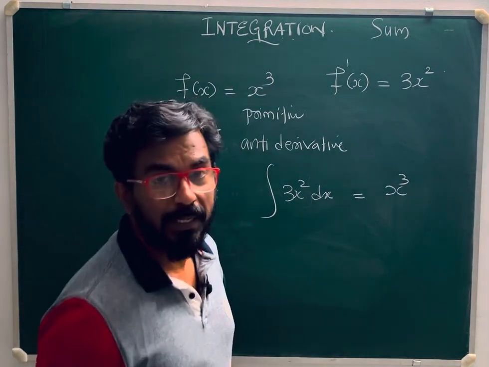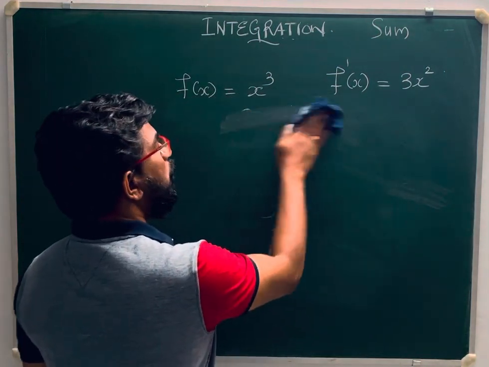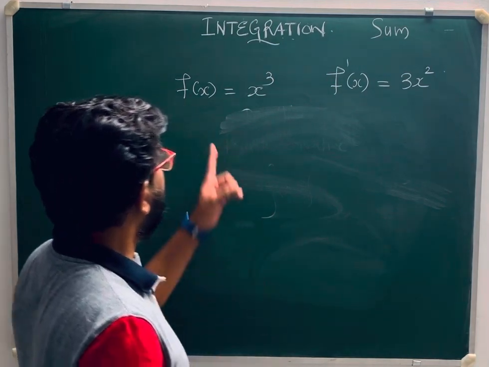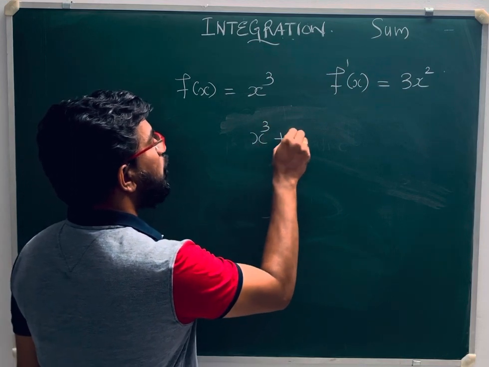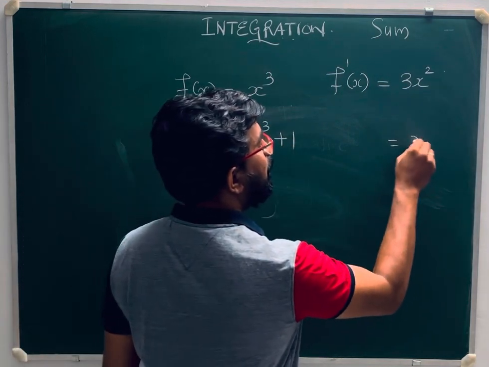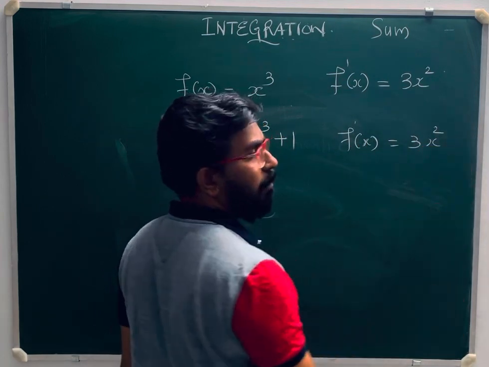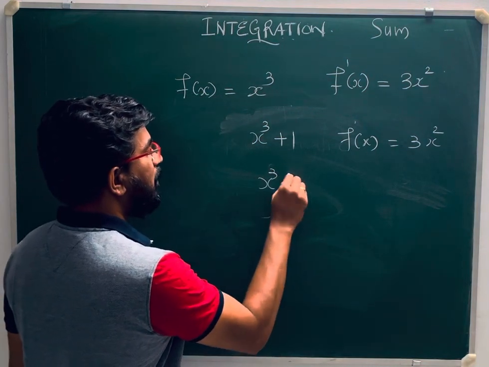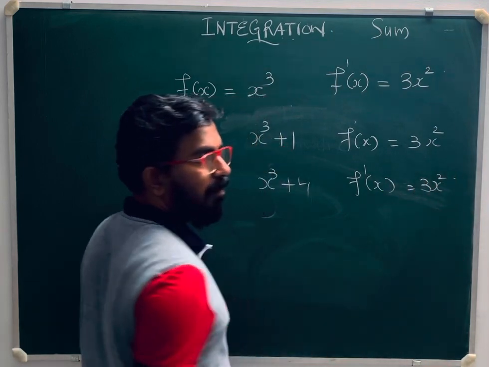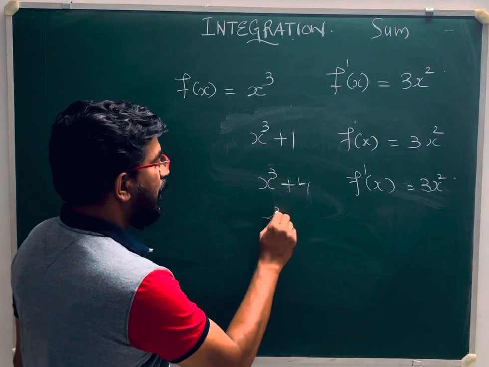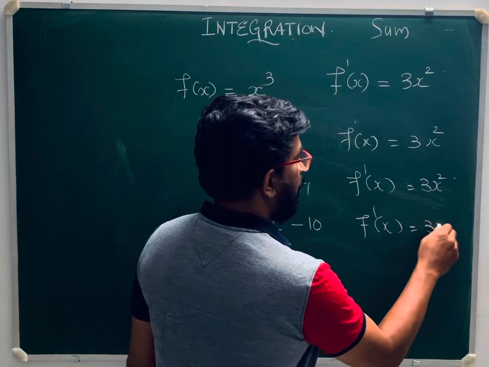Before I go into the detail of how we integrate by using formula, I just wanted you to focus on this. See, if I differentiate x cube, I get 3x square. If I differentiate x cube plus 1, still you will get 3x square, right? Because f dash of x is 3x square plus 0. If you differentiate x cube plus 4, f dash of x is still 3x square. If you differentiate x cube minus 10, you get f dash of x equal to 3x square.